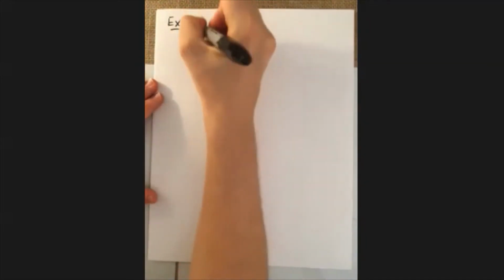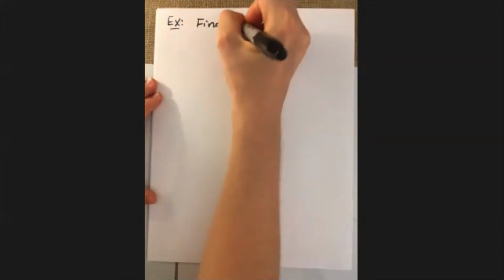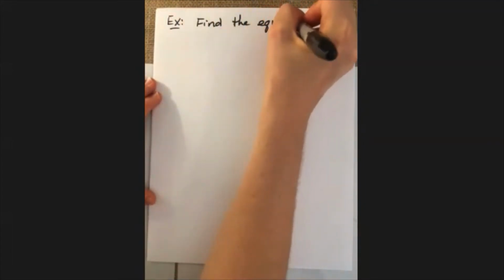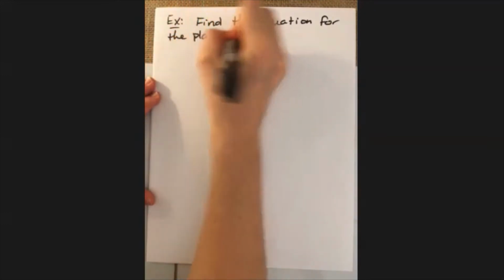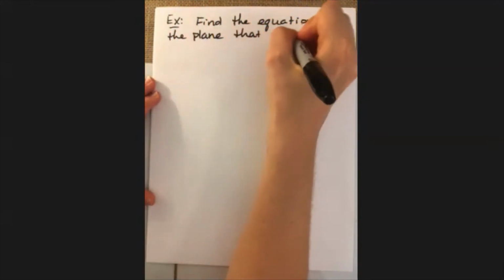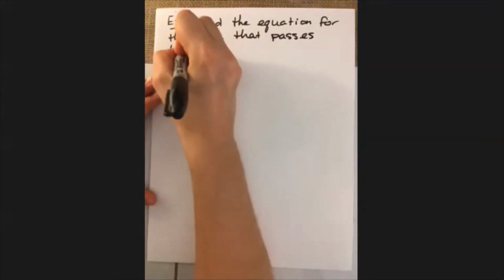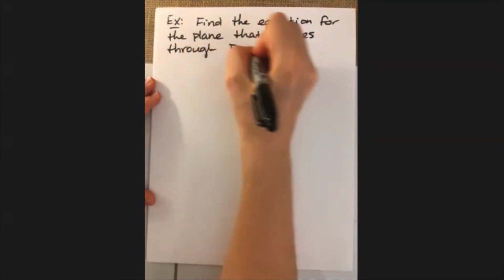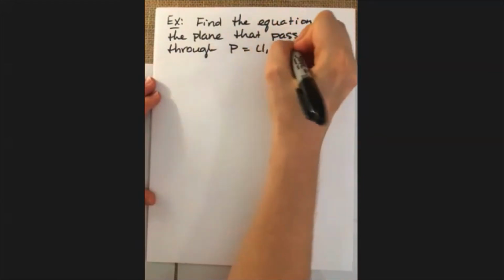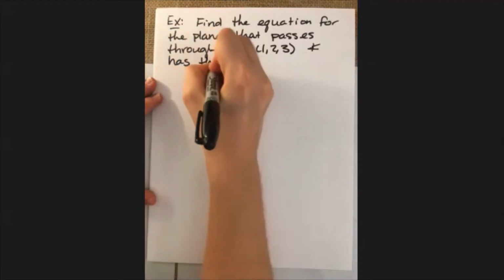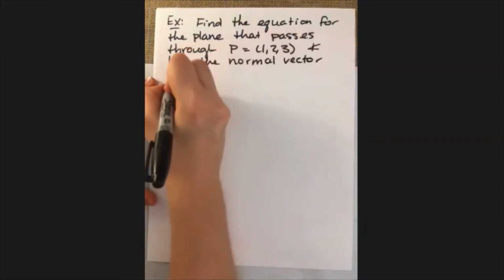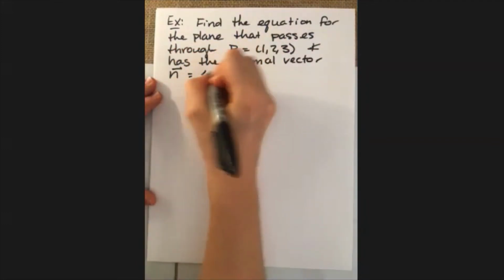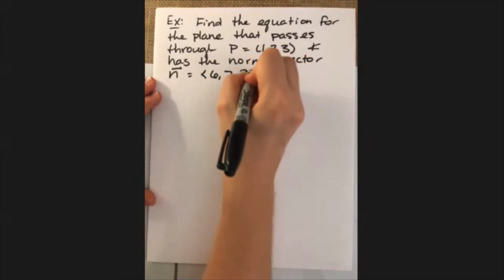In our first example, we are going to find the equation for the plane that passes through P equal to (1, 2, 3). That's our point. And then has the normal vector n equal to (6, 7, 8).